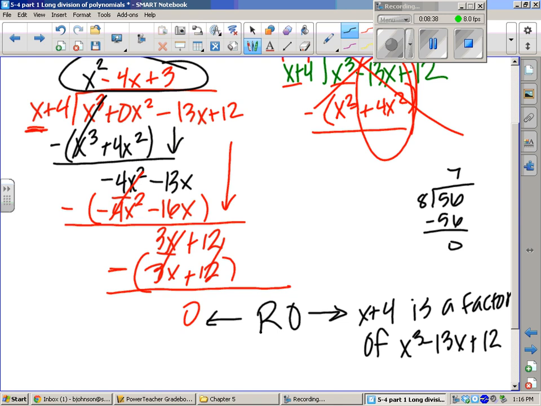Do we need to write remainder 0 and then 0? No way. All right. Mathematicians are lazy. We don't like to write stuff unless we have to. All right, I think that's it for long division here.